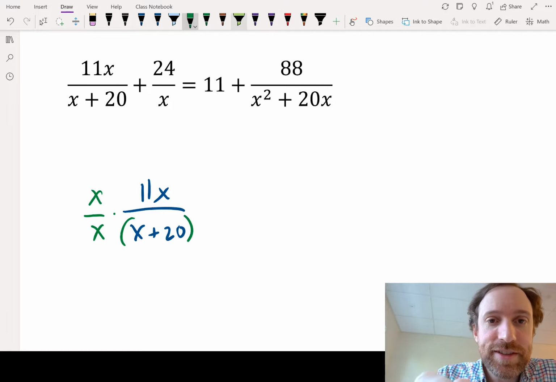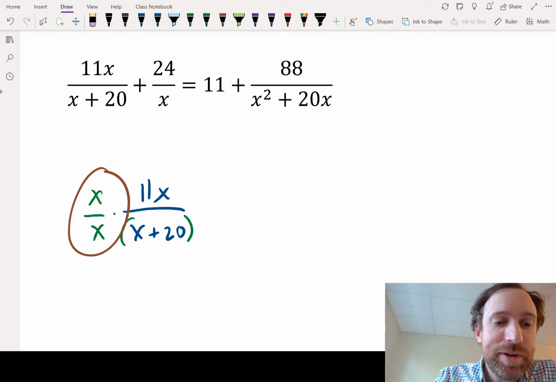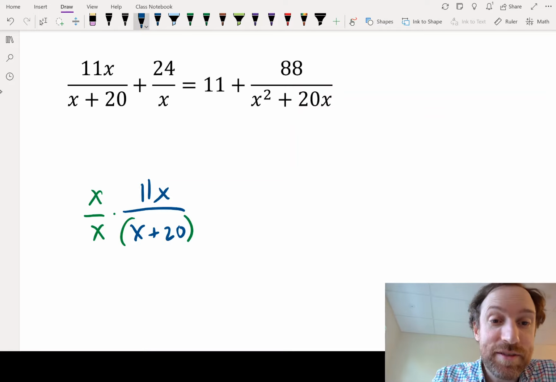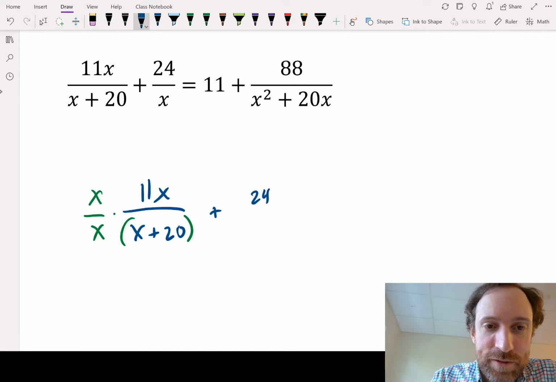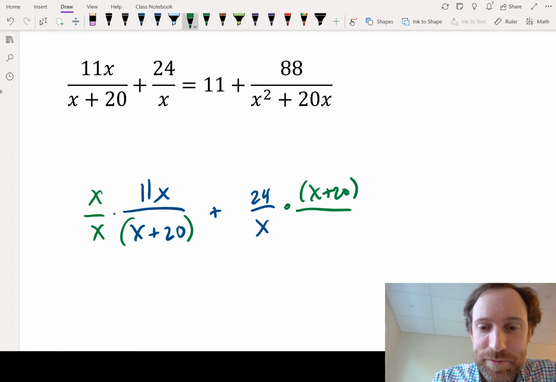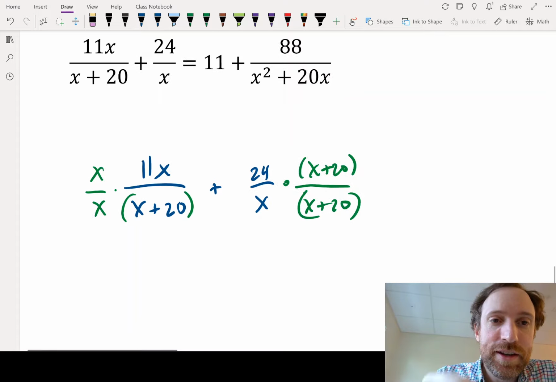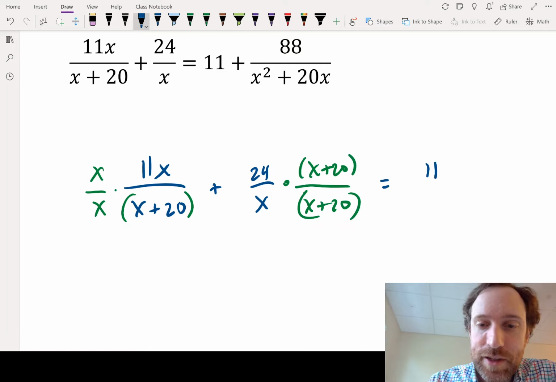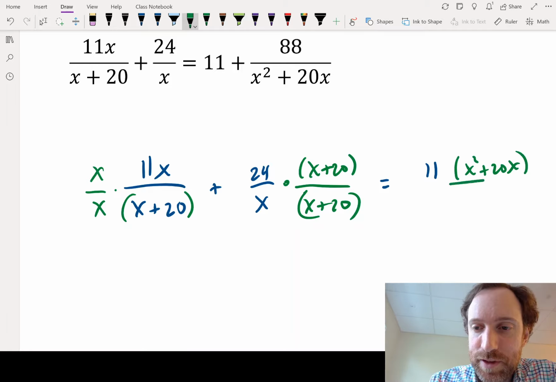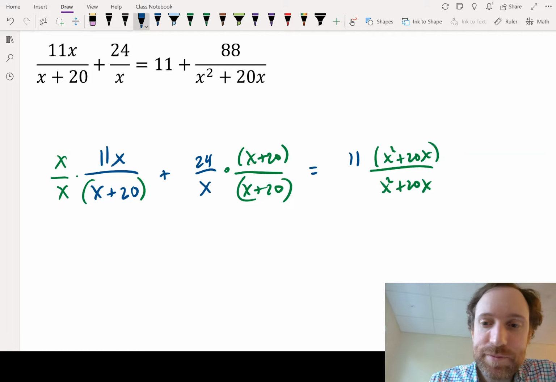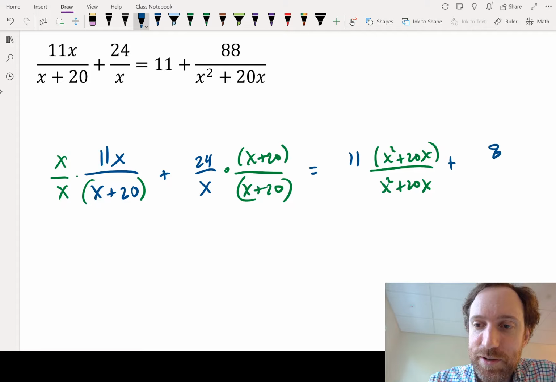Multiplying by x over x is the same as multiplying by 1, and that is legal because multiplying by 1 doesn't change the value of the fraction. For 24 over x, we're going to multiply top and bottom by x plus 20. And then we're going to have a common denominator of x times x plus 20. On the right side, we'll do the same thing, multiplying 11 by x squared plus 20x on the top and the bottom. And that should be all we need to do.